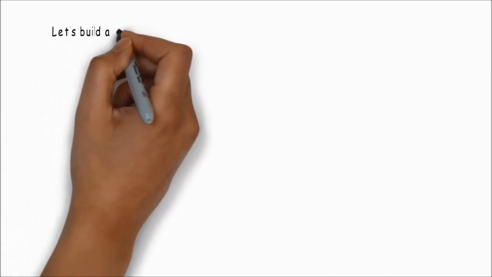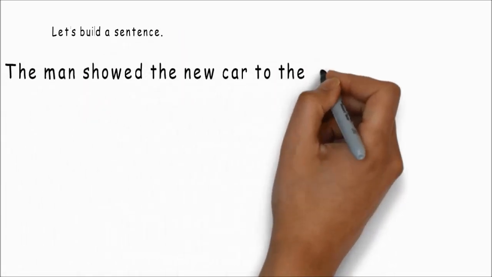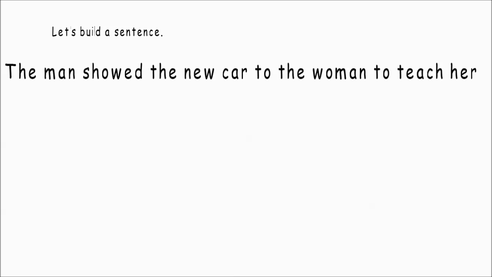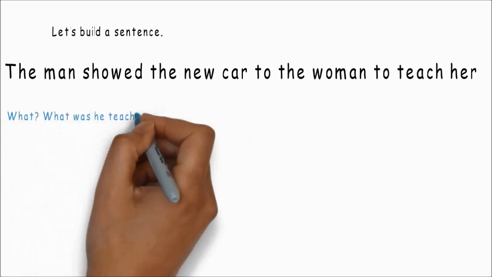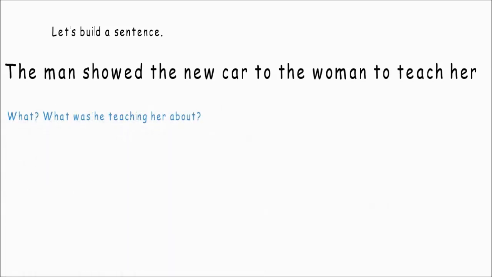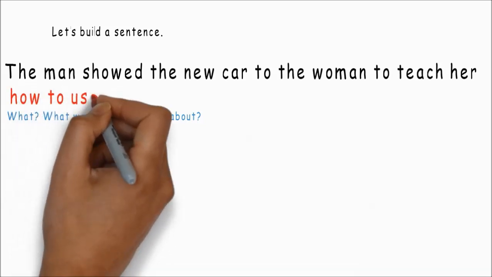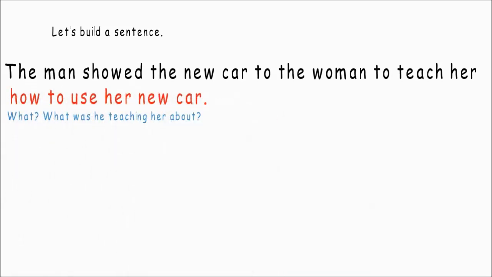Let's build a sentence. The man showed the new car to the woman to teach her. What? What was he teaching her about? To teach her how to use her new car. Oh, it's her new car. Cool.